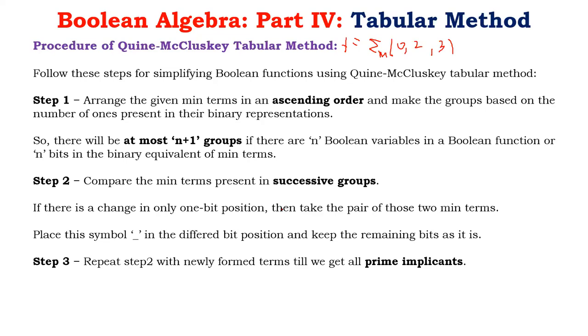We only compare the min terms present in successive groups, and if there is a change in only one bit position, then take the pair of those two min terms and place a dash symbol in the bit position which is different. That bit position should be symbolized with a dash, and keep the remaining bits the same. Step 3, repeat step 2 again and again until no new prime implicants are formed.